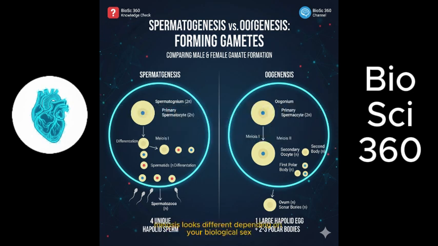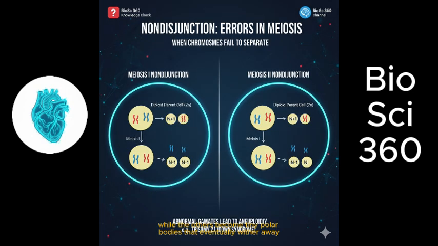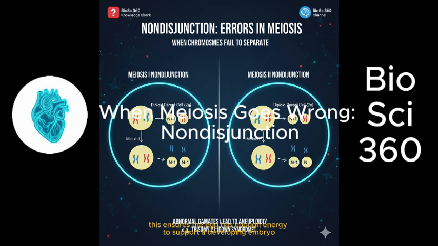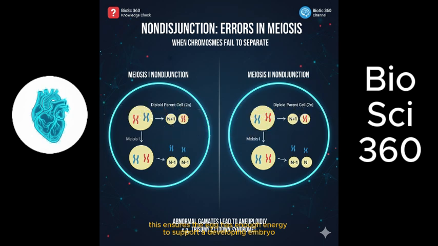Meiosis looks different depending on your biological sex. Spermatogenesis versus oogenesis. In males, meiosis produces 4 equal-sized functional sperm cells. This is a factory that never stops. In females, meiosis is asymmetric. During the divisions, one cell takes almost all the cytoplasm and nutrients to become a large oocyte or egg, while the others become tiny polar bodies that eventually wither away. This ensures the egg has enough energy to support a developing embryo.